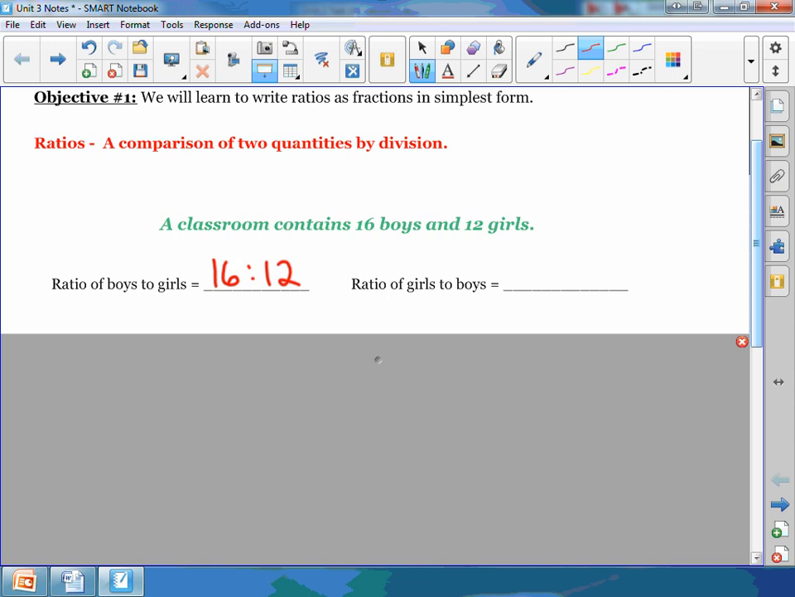But on this one, I want to actually write it in what we would call simplest form. So we know how to reduce fractions. We know what common factors look like. So in a comparison like this, if they share a common factor, we want to reduce it. So we would say the ratio of boys to girls is what, Max? 4 to 3. And I'm going to write this the other way. See how you can use the word to in there as well.